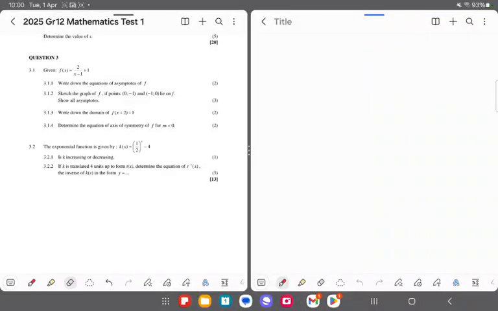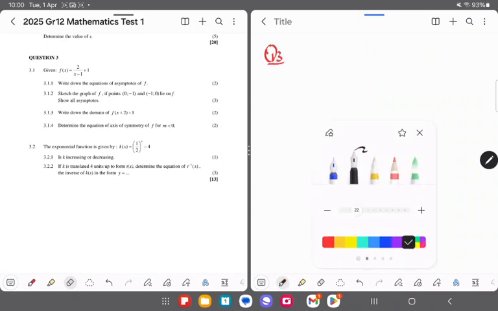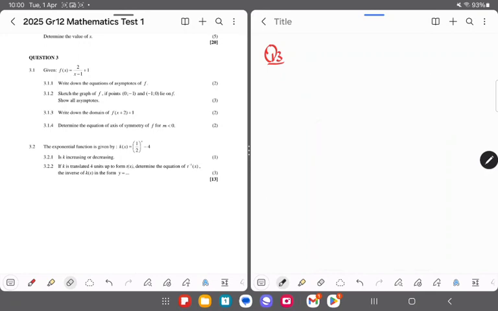Now we will look at question 3. Let me use a black pen. Now question 3, it says given, now this is f of x. It's equal to 2 divided by x minus 1 plus 1.